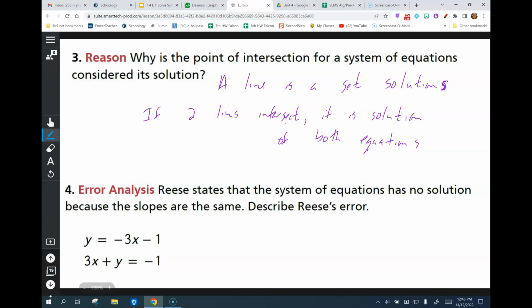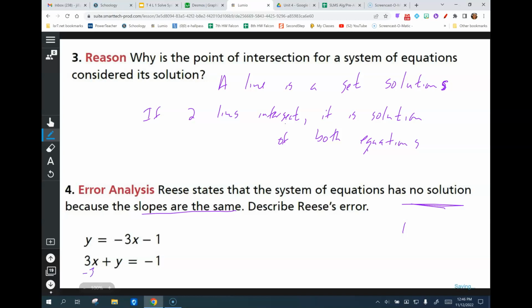Error analysis. Riesz states that the system of equations has no solution because the slopes are the same. Describe Riesz's error. Wait, hold on. The error is, yes, it's no solutions if the slopes are the same and we have a different y-intercept. If they have the same y-intercept, so look at this equation.